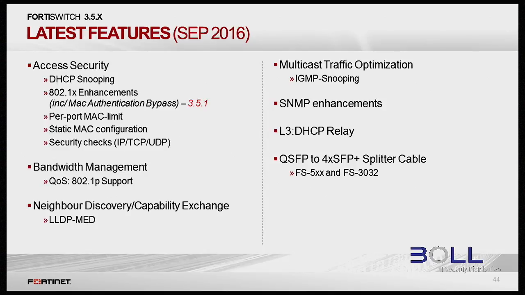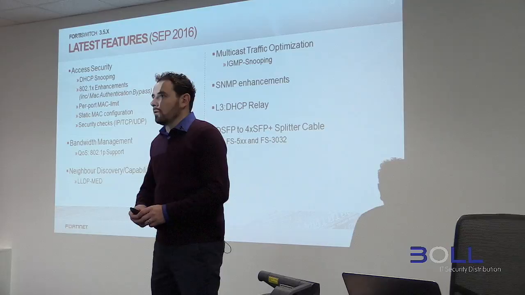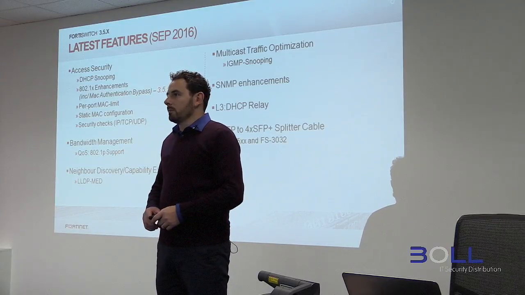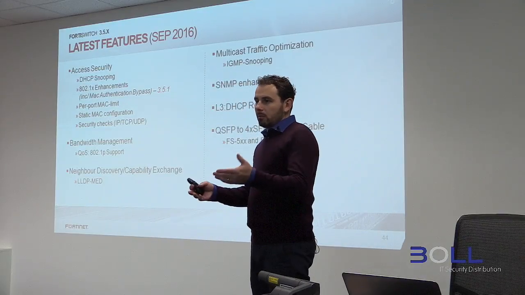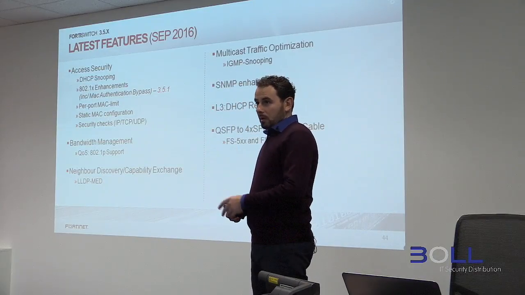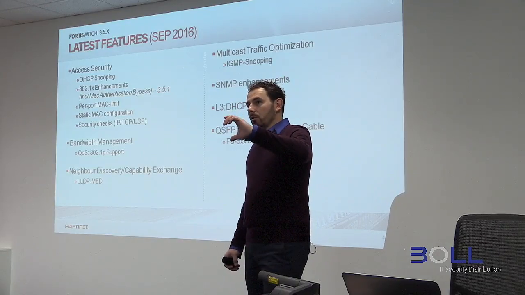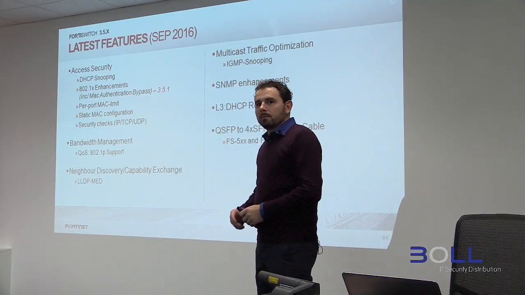And on the hardware side, we can now have splitter cables. That's supported on the 500 and 3000 models, 4 times 10 gig split, so the 40 gig ports can be turned into four 10 gig ports. They show up in the GUI or the CLI as really different ports. You configure them separately. Okay.